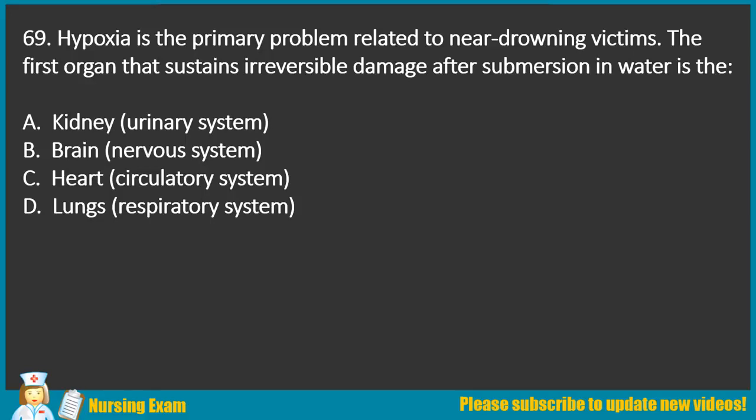Question 69. Hypoxia is the primary problem related to near-drowning victims. The first organ that sustains irreversible damage after submersion in water is the A. Kidney, urinary system. B. Brain, nervous system. C. Heart, circulatory system. D. Lungs, respiratory system.